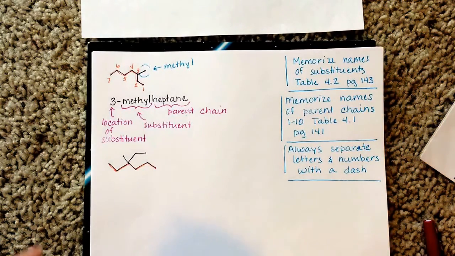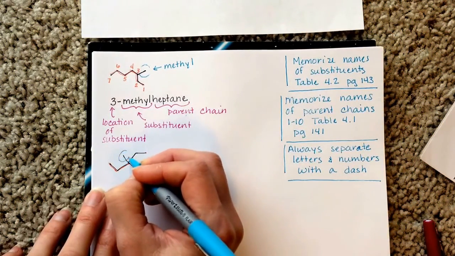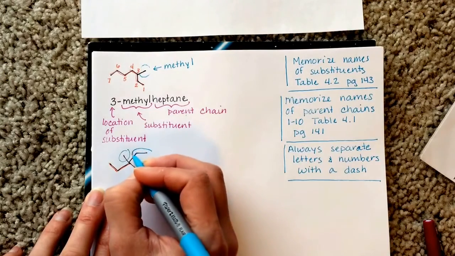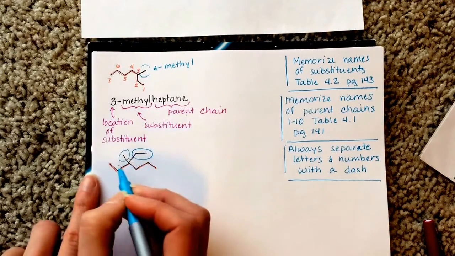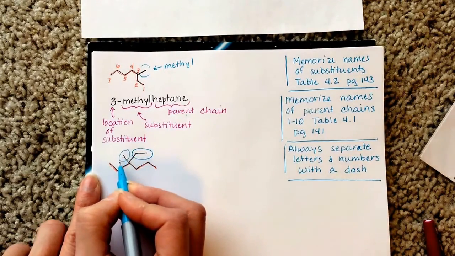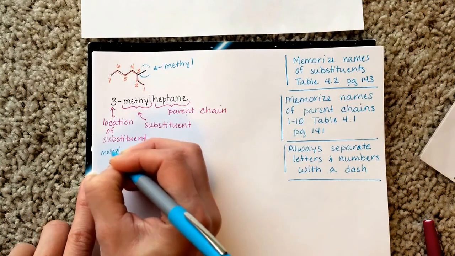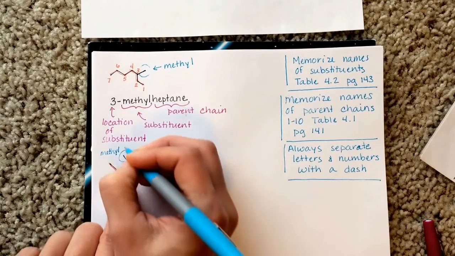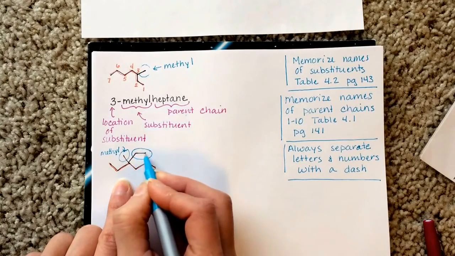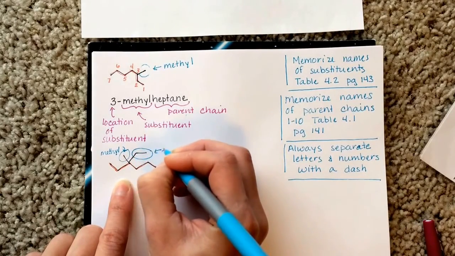Step 2, identify and name our substituents. This little 1-carbon substituent is methyl, just like in the last example. The 2-carbon substituent, 1, 2, is named ethyl.